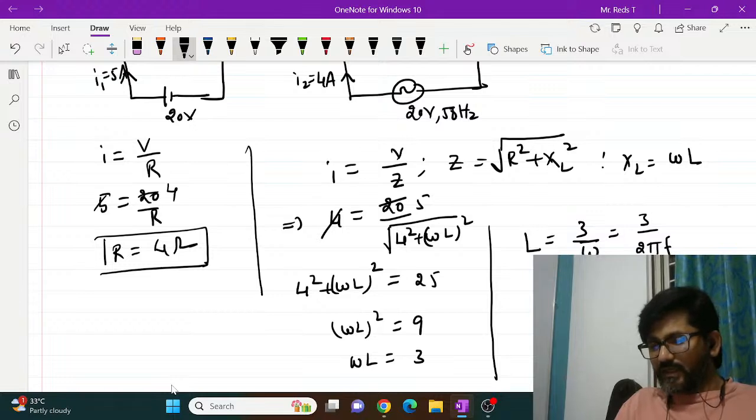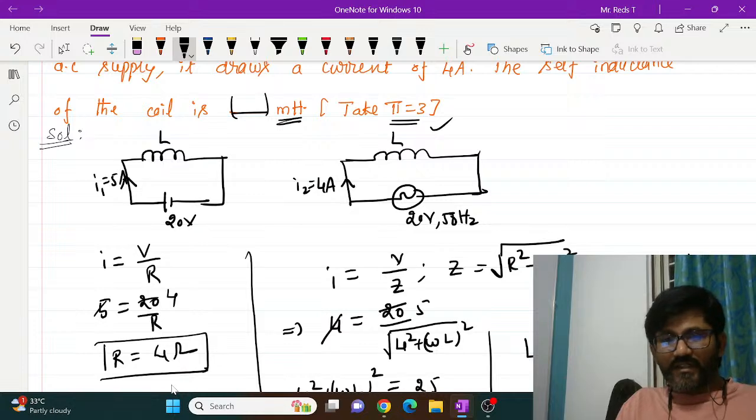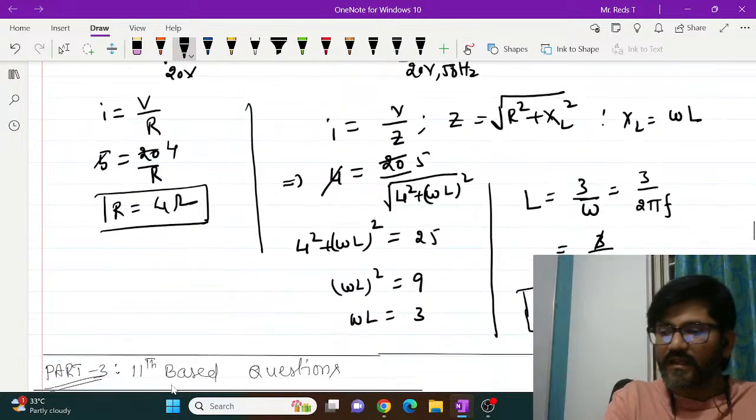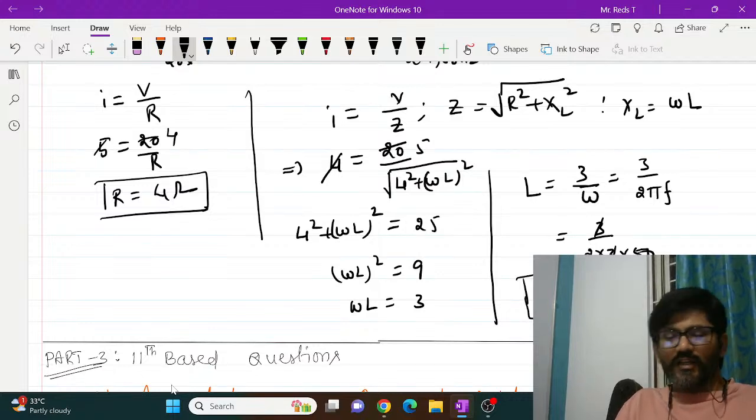What is the unit? Inductance is in Henry, so 1 by 100 Henry. But if you observe the question again, you're asked to find the self inductance in milli Henry. So if you want it in milli Henry, you have to write in this final expression 10 power minus 3 by 10 power minus 3. Milli is 10 power minus 3, right? Then the value will not change.